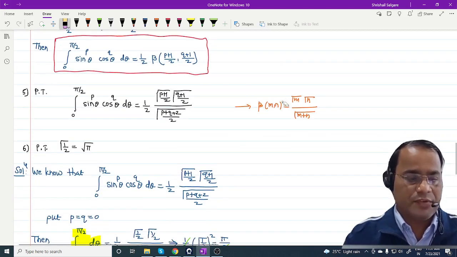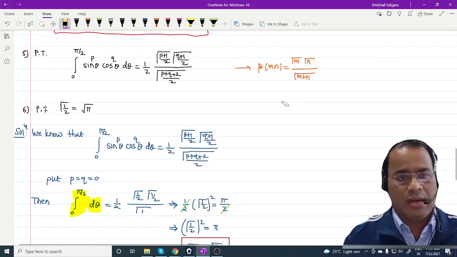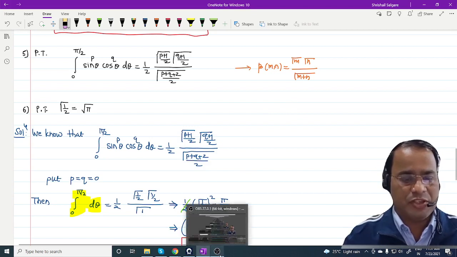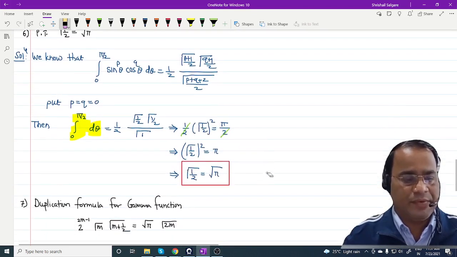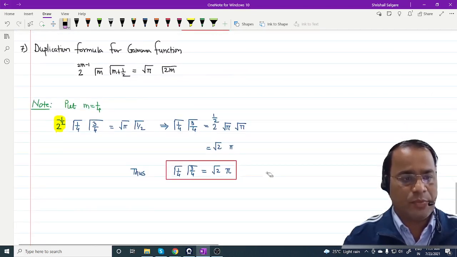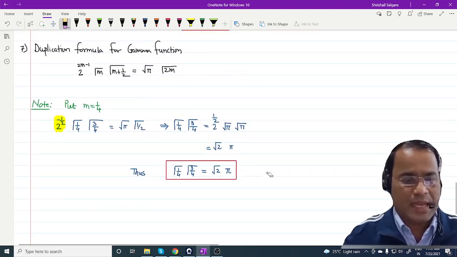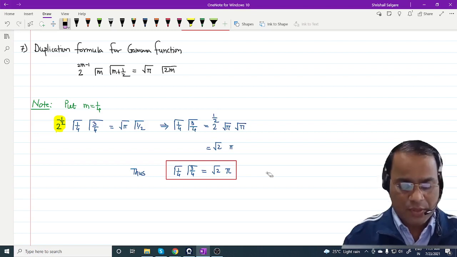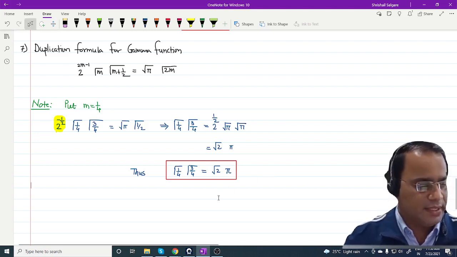From that, we obtain the result we are already using, that gamma 1 by 2 is root pi. That result we proved by using the second definition of the beta function, and the duplication formula gives the value of gamma 1 by 4 into gamma 3 by 4. Okay, I hope there are no doubts.